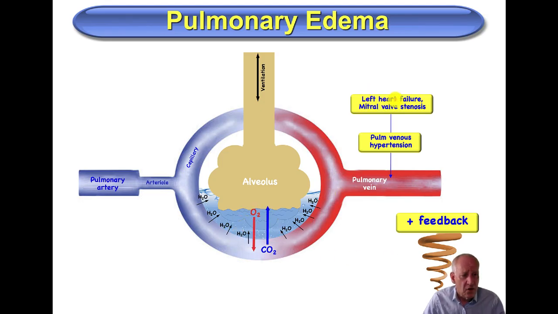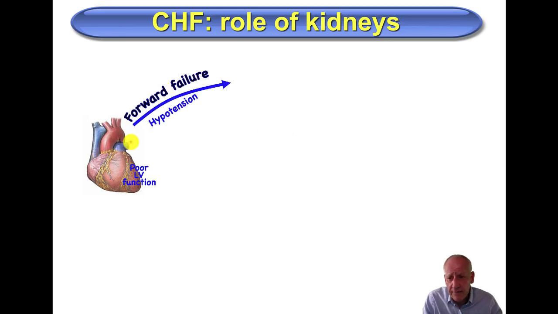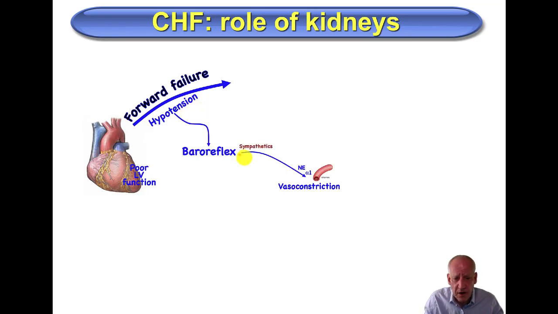Pulmonary edema can occur in left heart failure and in mitral valve stenosis. As we will see, the kidneys play a central role in congestive heart failure. Forward failure of the left ventricle results in systemic hypotension. This triggers the baroreflex, which activates sympathetic drive, causing vasoconstriction in an attempt to restore blood pressure.